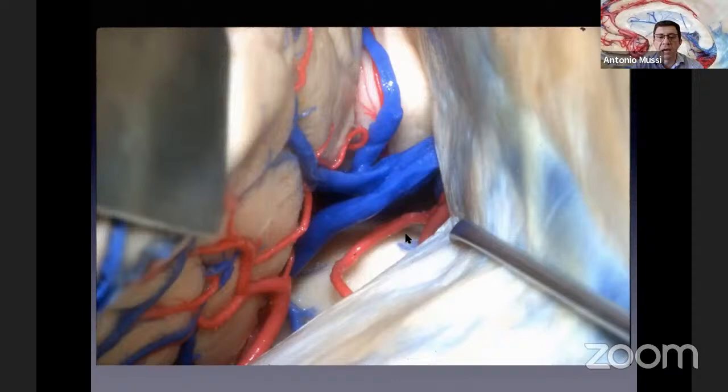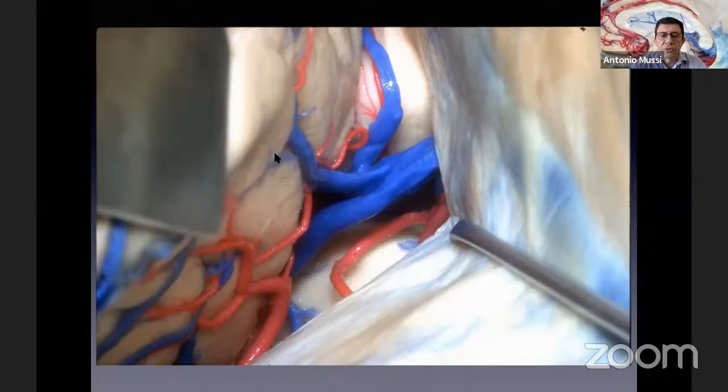You have the tentorium here, the falx, the straight sinus, and the splenium of the corpus callosum. The calcarine sulcus is here, and this is the vein running along the splenium. This is the vein of Galen, and this is the basal vein of Rosenthal, and this is a vein draining on the medial side of the brain. This is going to be the posterior part of the parahippocampal gyrus, and this is going to be the lingual gyrus.